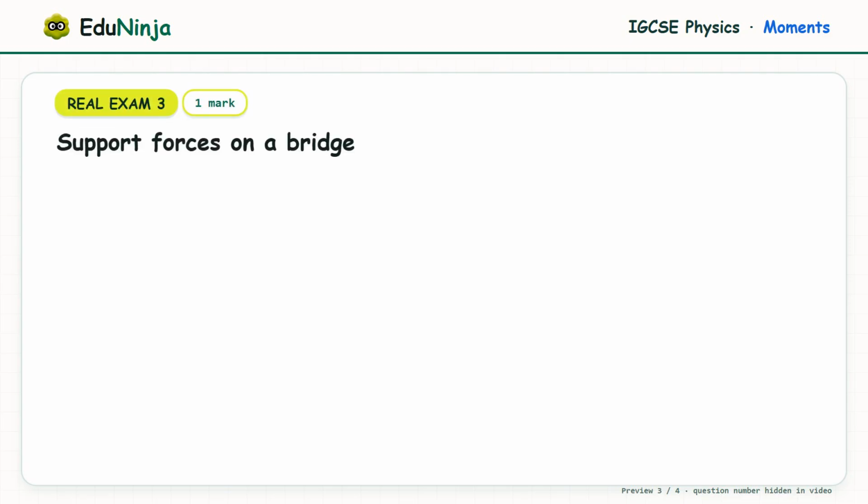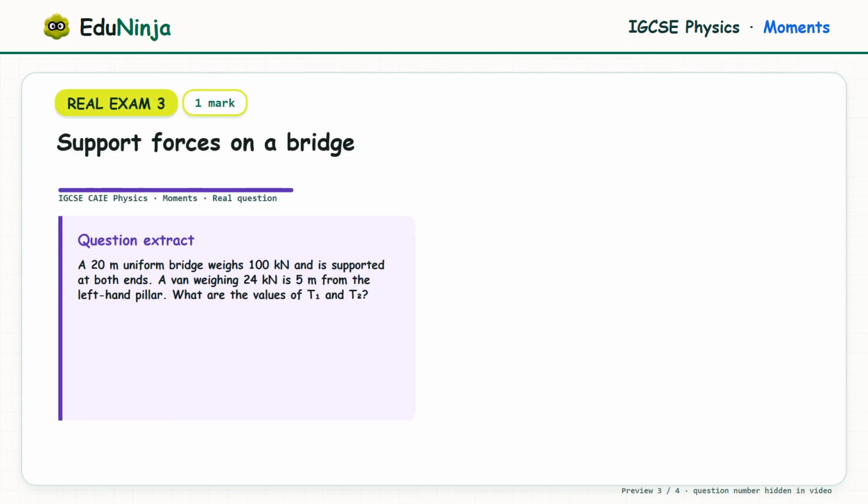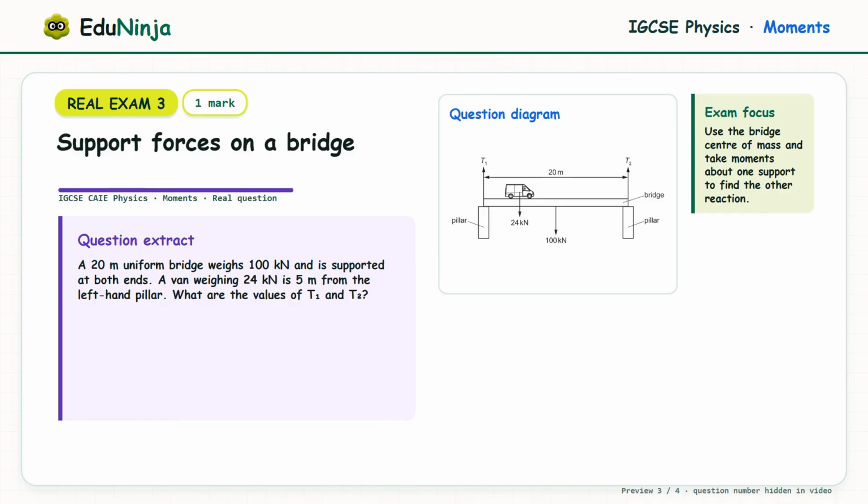Real exam 3, a 20-meter uniform bridge weighs 100 kilonewtons and is supported at both ends. A 24 kilonewton van is 5 meters from the left-hand pillar. What are the two support forces? Pause and choose your answer.